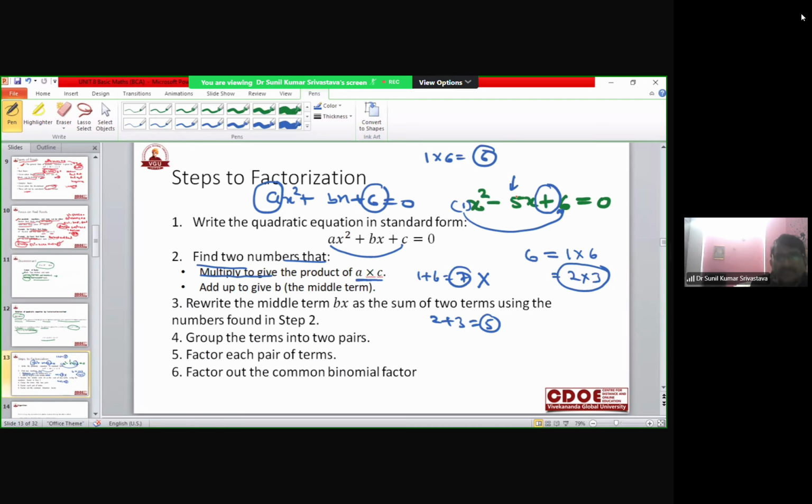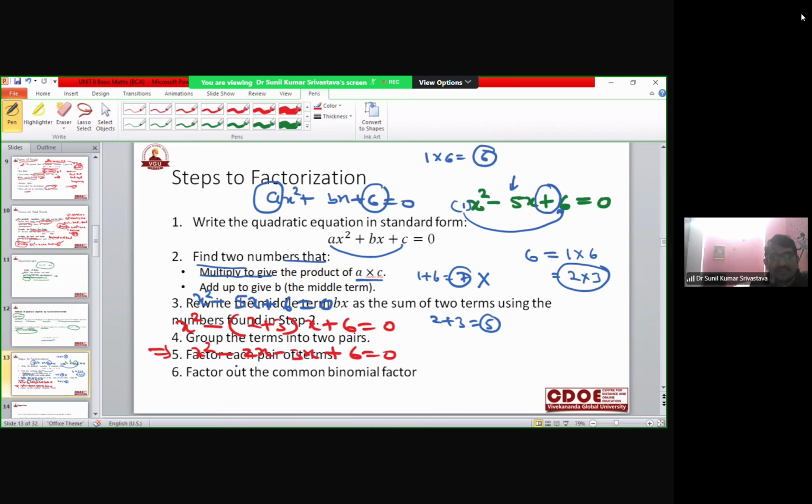So the expression should be very clear. What do I have to write here? x² minus 5x plus 6 is equal to 0. Now how do we complete this? See here, x² minus 5x, we write as 2 plus 3 into x, plus 6 is equal to 0. Let's open this: x² minus 2x minus 3x plus 6 is equal to 0.